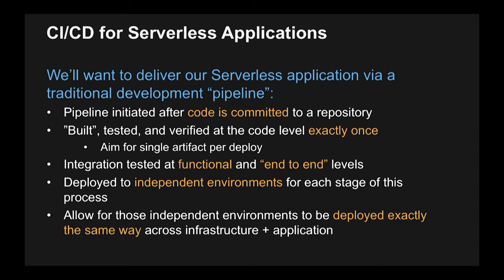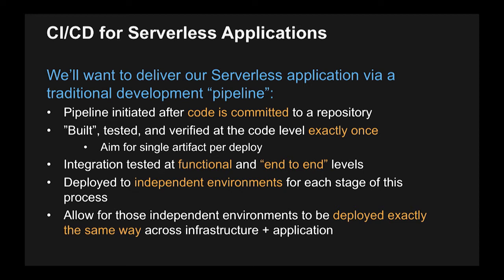It's then going to be built exactly once per execution, where typically building, again, could be testing the code, inspecting the code, doing unit testing, doing linting, syntax checking, et cetera. From there, we'll go on to some sort of integration test where we're doing functional and then eventually end-to-end level tests. We'll want to have these then deployed to independent environments and talk about the importance of that. And then, again, have these done exactly the same way every time.